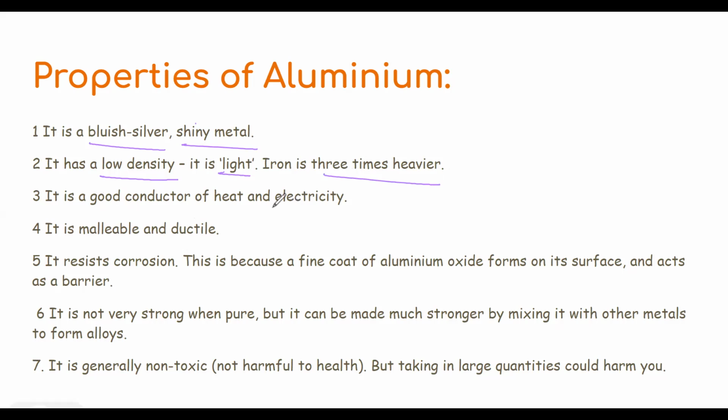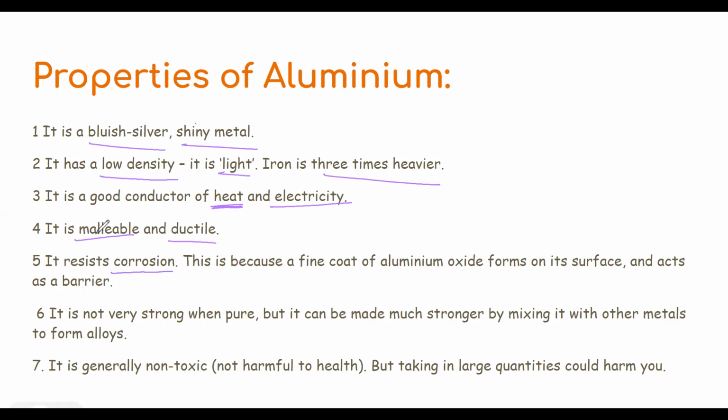It is a good conductor of heat and electricity. Making electric cables out of aluminium is also because of it being a good conductor of electricity. We have aluminium utensils also in our kitchens because they are super good conductors of heat. So they conduct heat well and food gets quickly cooked. It is malleable and ductile. Yes, we know metals are malleable and ductile, and aluminium is one of them, which means that they can be given different shapes, like they can be beaten into sheets and they can be drawn into wires.